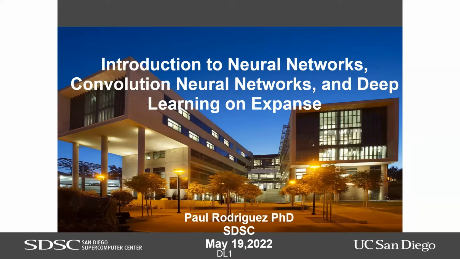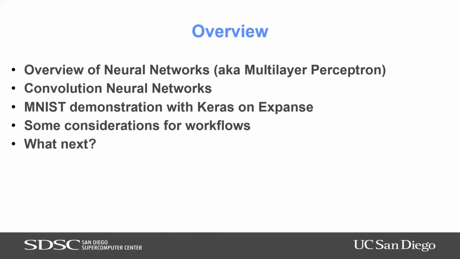Today I'm going to give just sort of a broad introduction to neural networks, assuming people don't really have a lot of deep experience. So I'll do an overview. I'll talk about convolution networks, which is really the hello world of deep learning. And we'll do a demonstration with this particular task called MNIST using the Keras package on Expanse. And then I'm going to try to save some time for considerations of workflows. So I won't do a lot of demos at that point, but we'll talk about just how you might want to organize your jobs and your tasks and your processes.